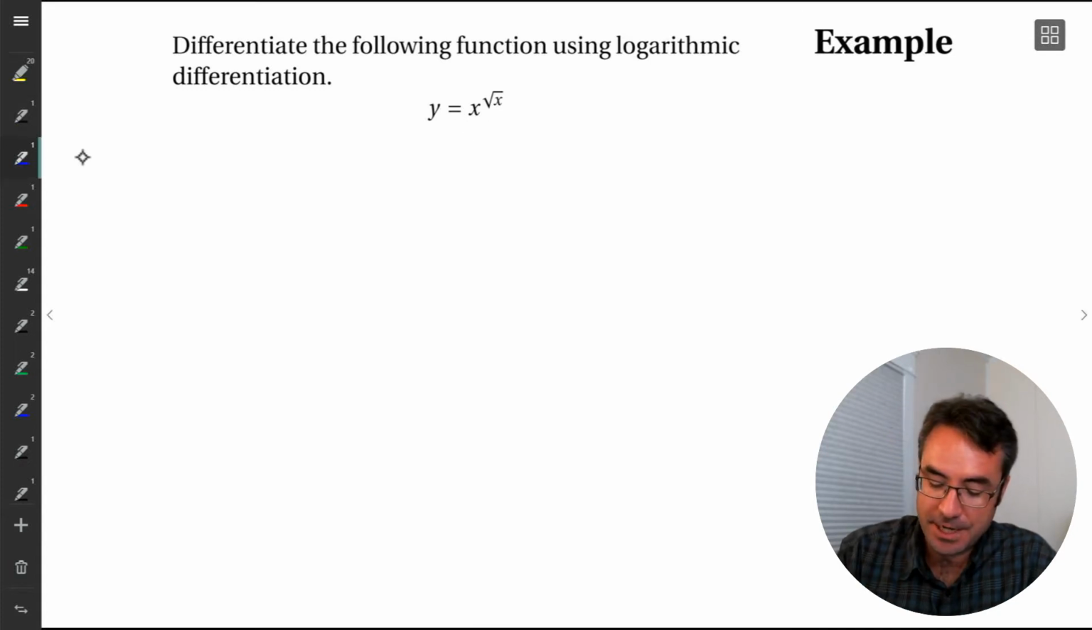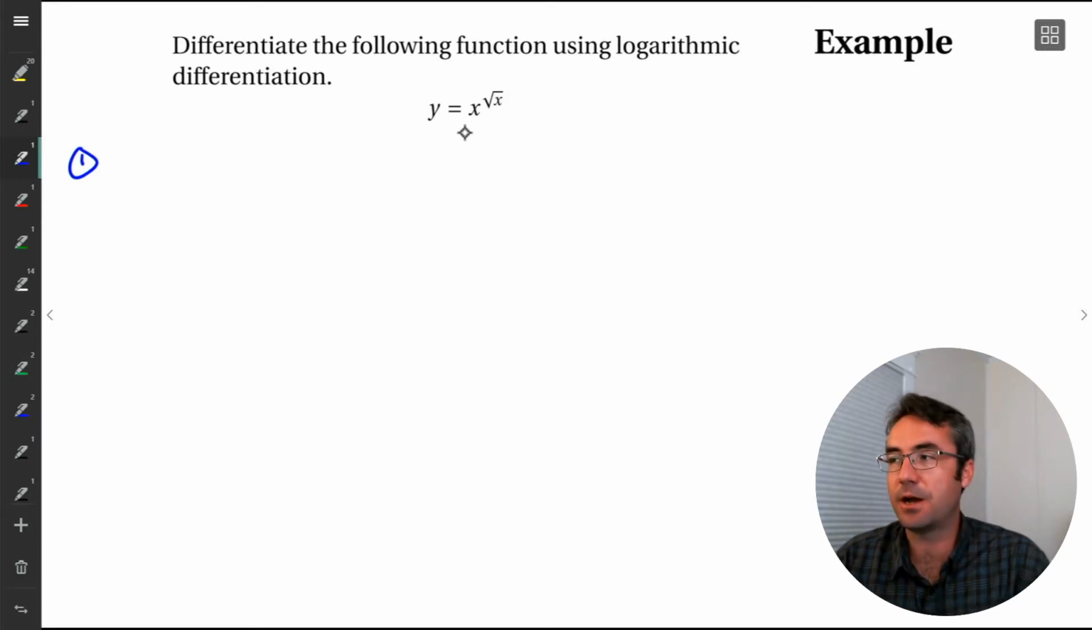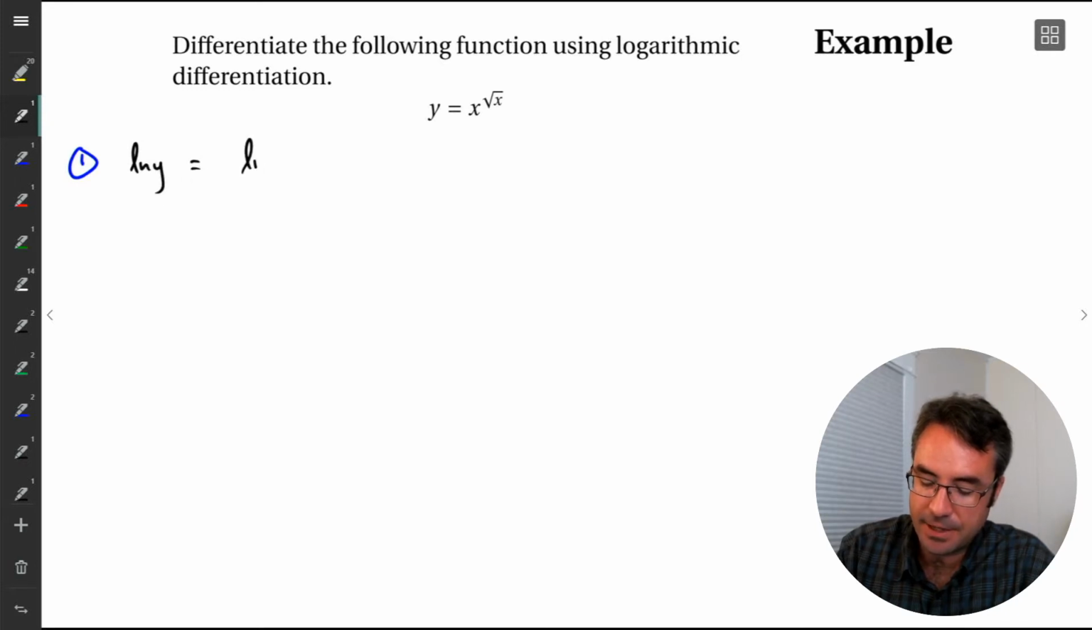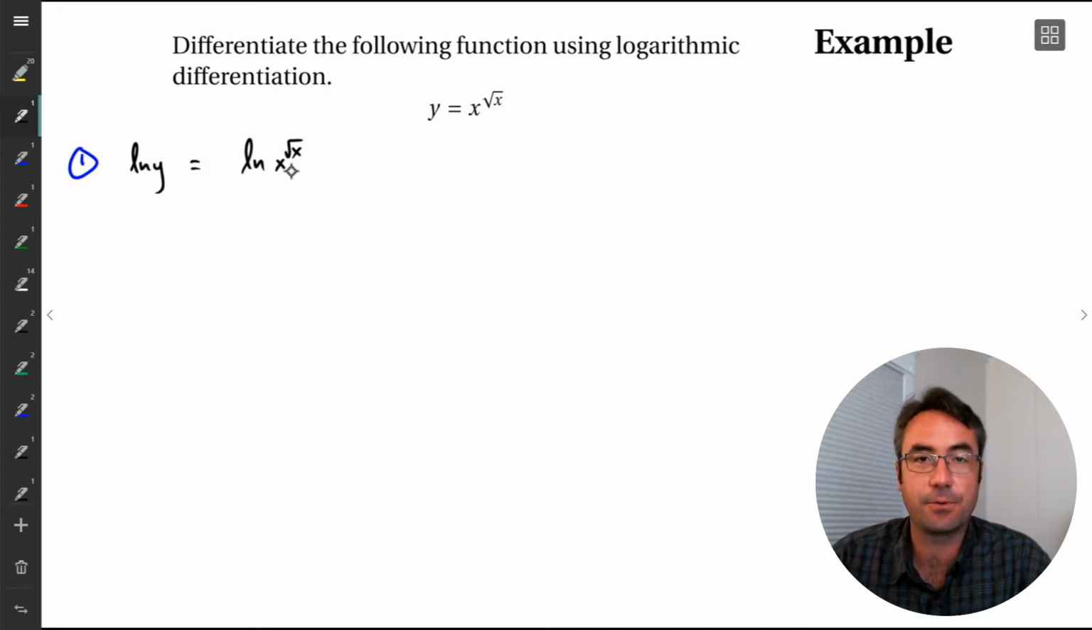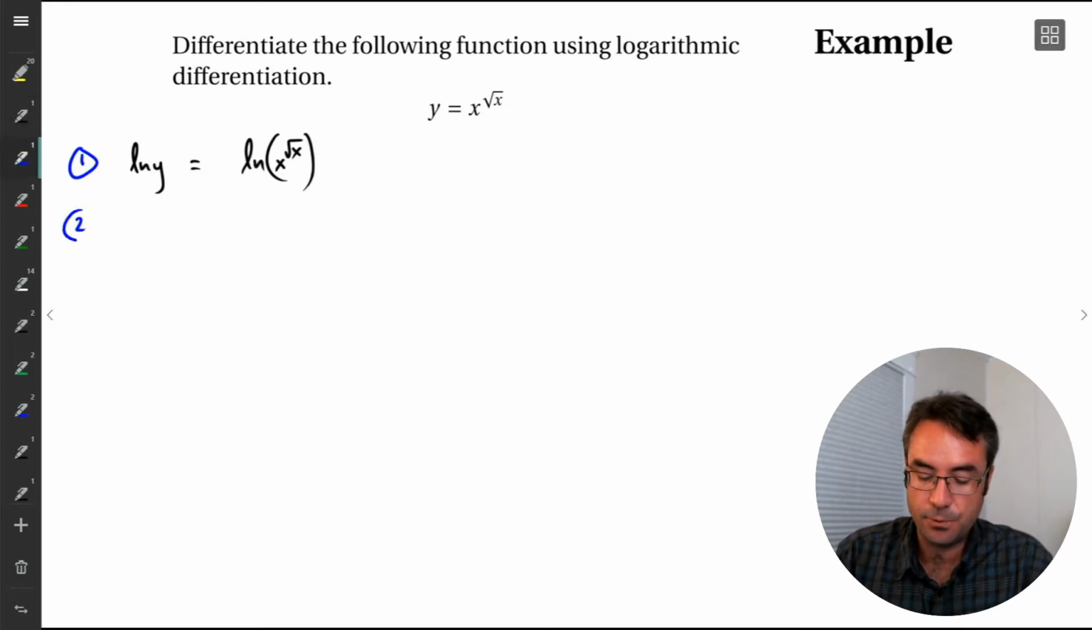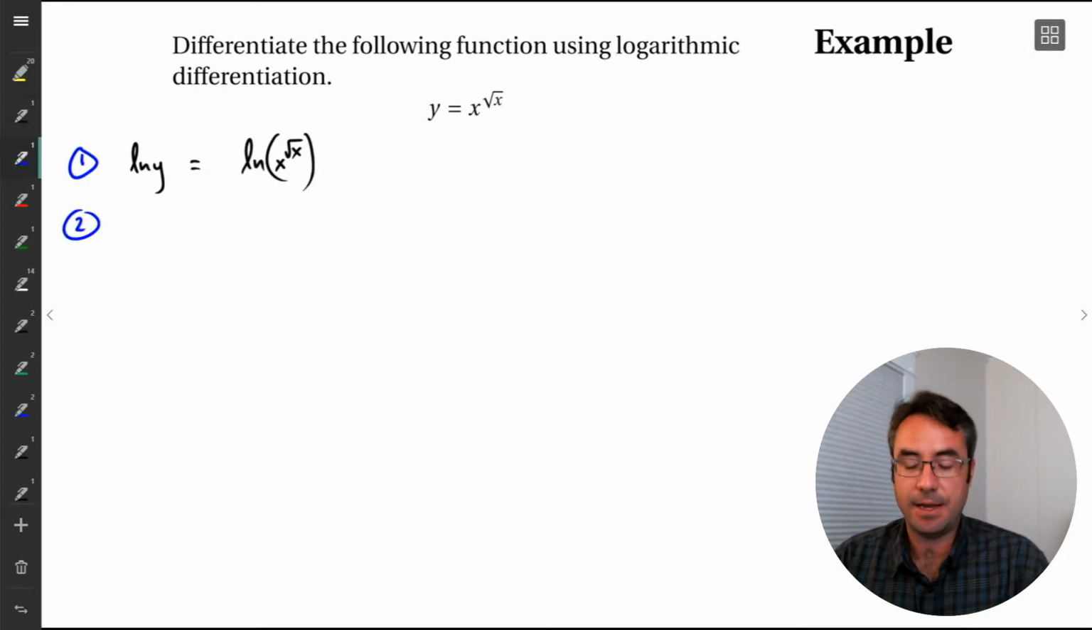So again, first step, we apply the natural log function to both sides. So that's going to give us natural log y on the left, and that's going to give us natural log x raised to the square root x on the right. All right, so we applied the natural log. Step 2, we use our log properties. Now there's nothing to do on the left. There's a little bit to do on the right.